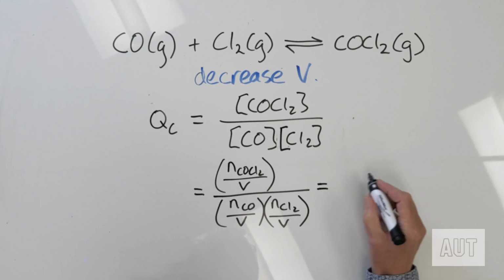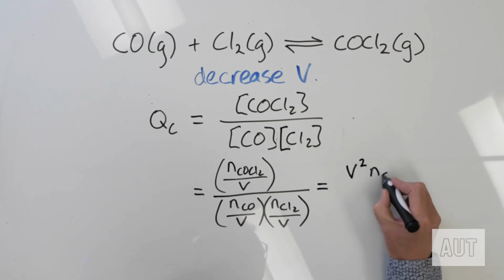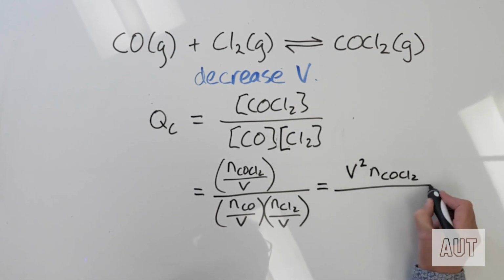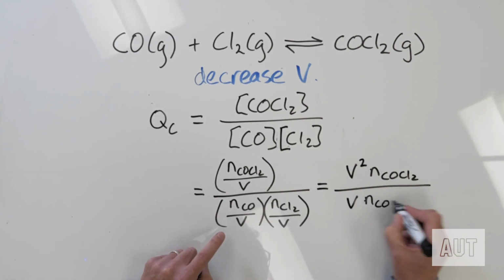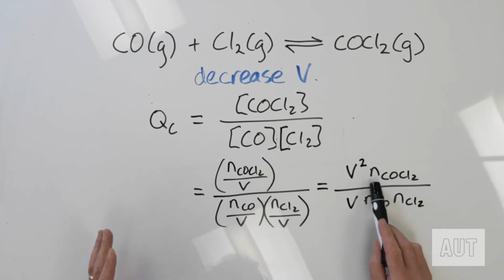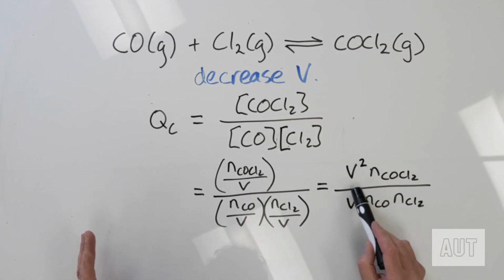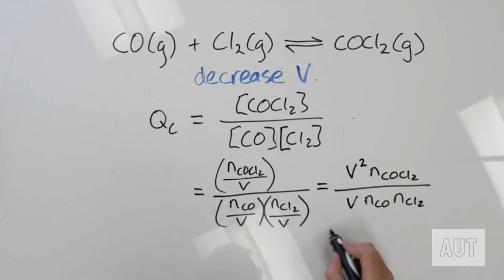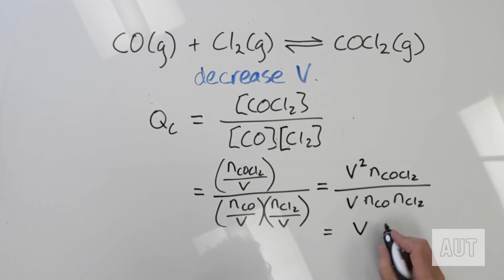And so this is going to equal V squared multiplied by the number of moles of COCl2 over V multiplied by the number of moles of CO multiplied by the number of moles of Cl2. Now, we could care less about the number of moles of these things. What we're interested in is the volume. And so this simplifies down to V squared upon V, which is V, times the number of moles of COCl2 over the number of moles of CO times the number of moles of Cl2.